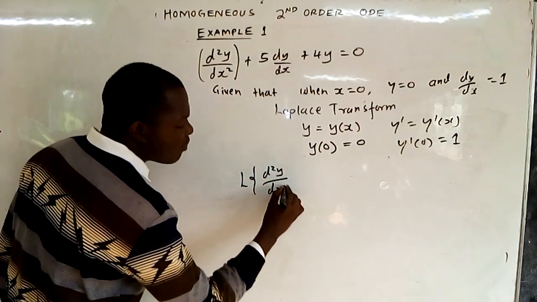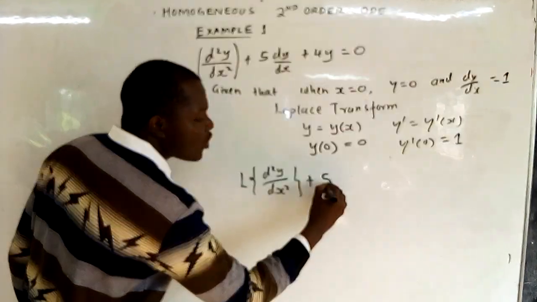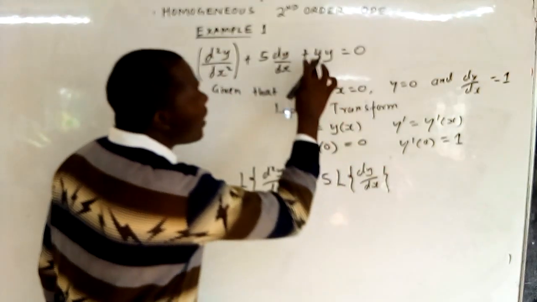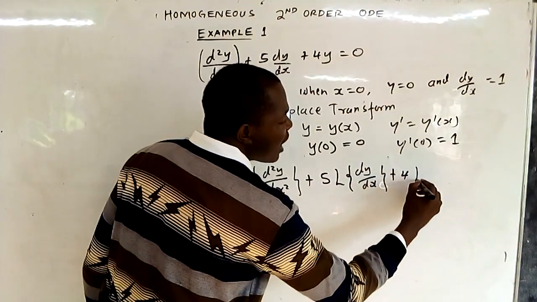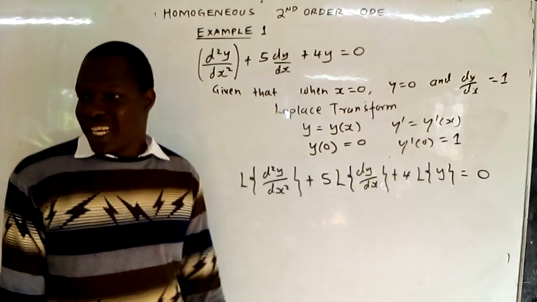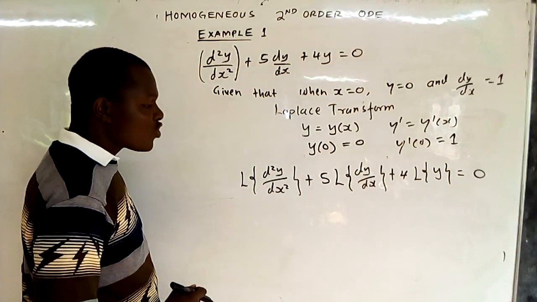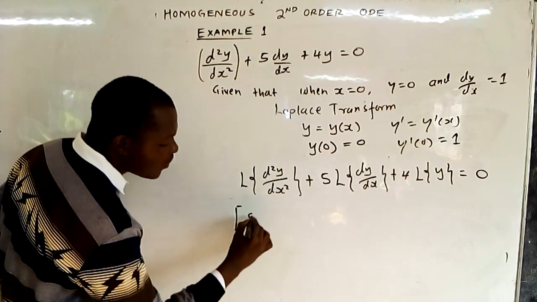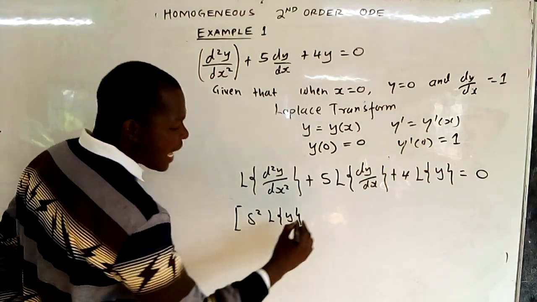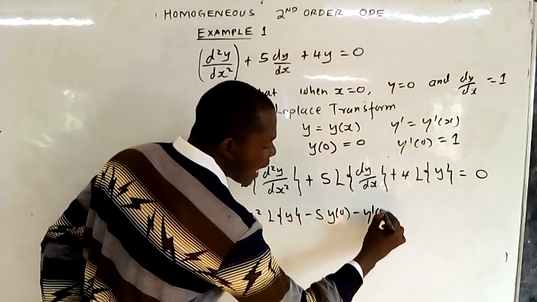of d squared y over dx squared, then plus 5, the 5 is a constant, you factor out, so it is 5 Laplace transform of dy over dx, then it is plus 4 Laplace transform of y, then Laplace transform of 0, that is just 0, isn't it? Yes. So from here, you start the substitution. What is the Laplace transform of d squared y over dx squared? We found that is s squared Laplace transform of y minus s, y of 0 minus y prime of 0.